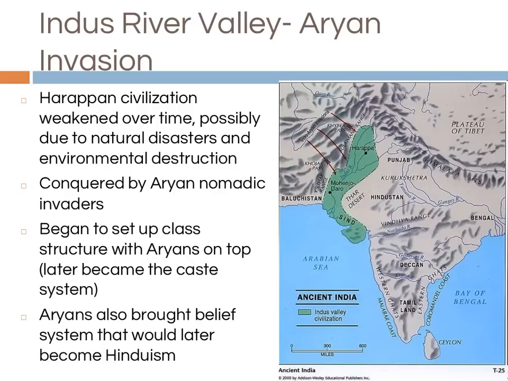Even though they were in a lot of ways less advanced, they didn't have farming and things like that, they were able to take over through the use of iron weapons, and they set up a class structure that eventually evolved into the caste system, which hopefully you learned about in geography or in a different class, with themselves at the top and the Harappan people below. The other thing they brought with them that's really important is beliefs that later evolved into the religion of Hinduism. So two things again, they set up a class structure, which became the caste system, and they brought a religion that eventually became Hinduism.